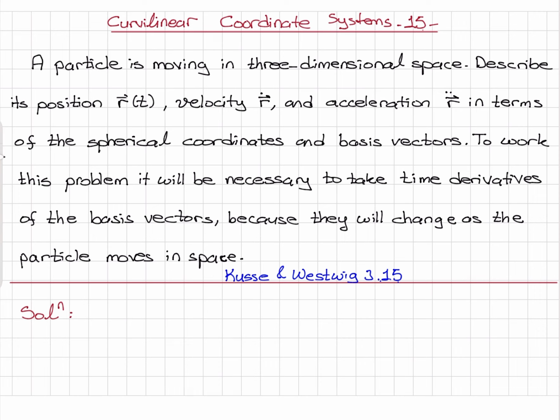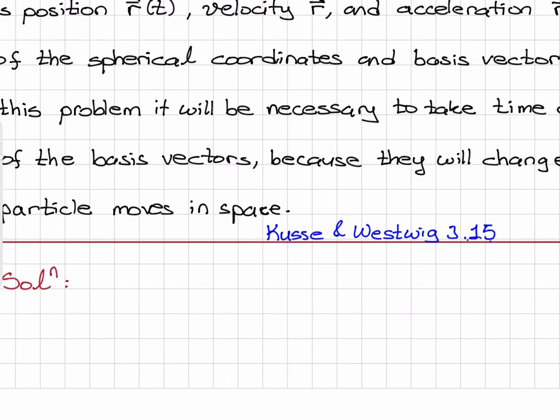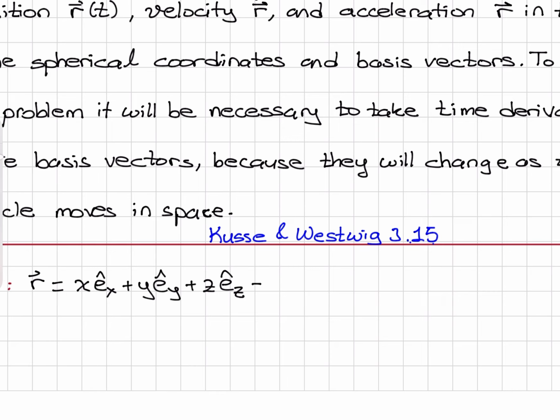So we can start by determining the basis vectors in the spherical coordinate system. For that, we need the position vector r in Cartesian coordinate system, which is x ex hat plus y ey hat plus z ez hat. And we know the conversion between spherical and Cartesian coordinates.